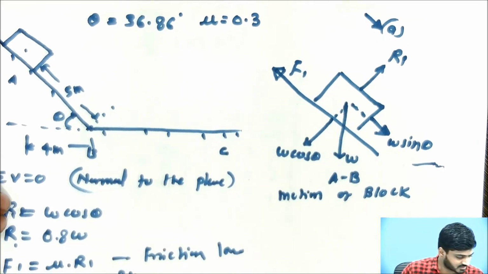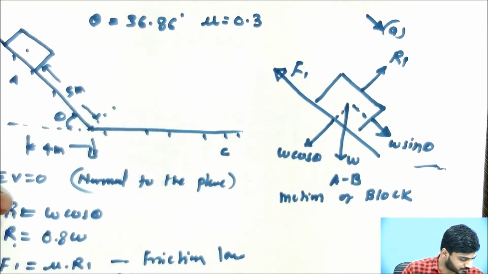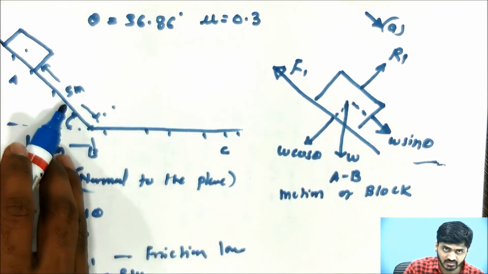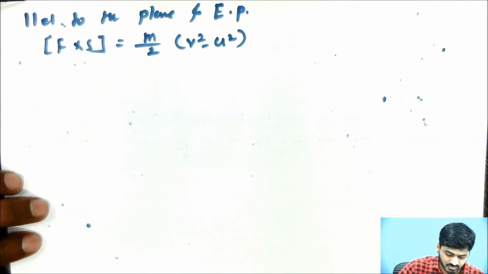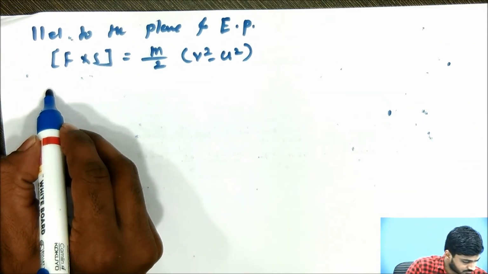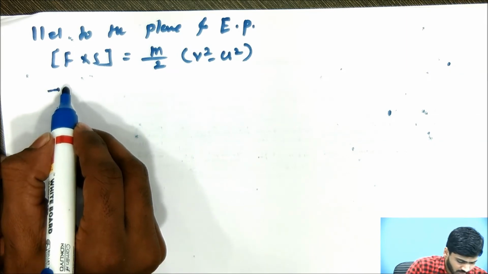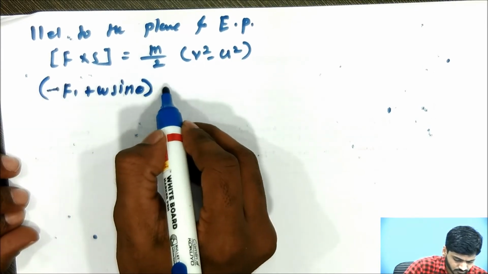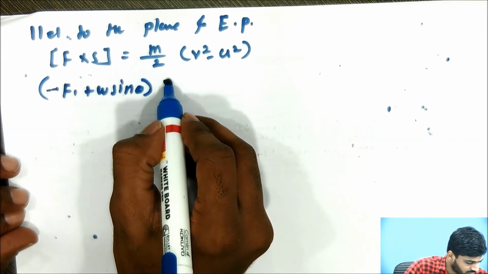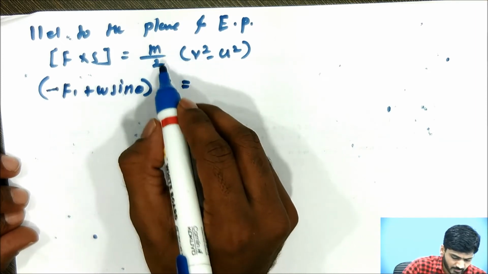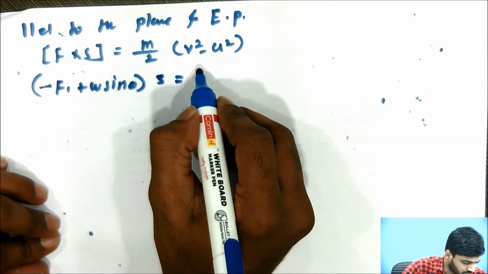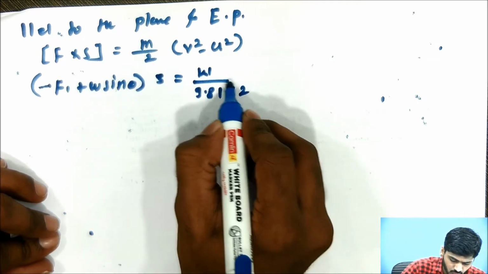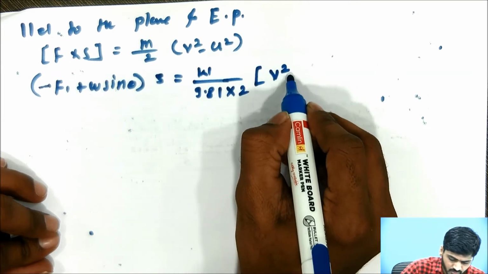The value of S is there. That value of S you may put here or you may calculate here. The value of S already you have calculated, that is 5 meter. So you observe minus F plus W sin theta into S equals W m by 2. The weight of this particular block W we don't know, so W divided by 9.81 into 2, that is v square minus 0.